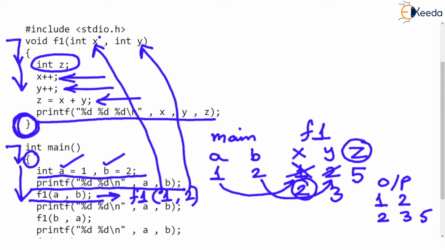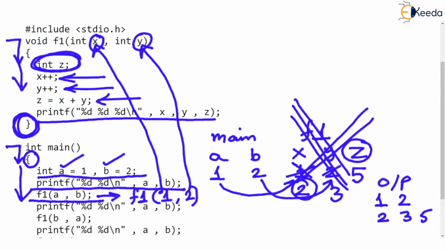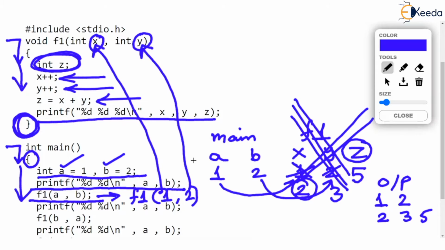So recall, x was made when the function started, y was created when the function started, z was created for the function. So when this function ends, x, y, and z are completely deleted from the memory and control returns back to main. Listen, the function is not returning any value, hello, but control will return back to main. Okay. So what happens when the control returns back to main?